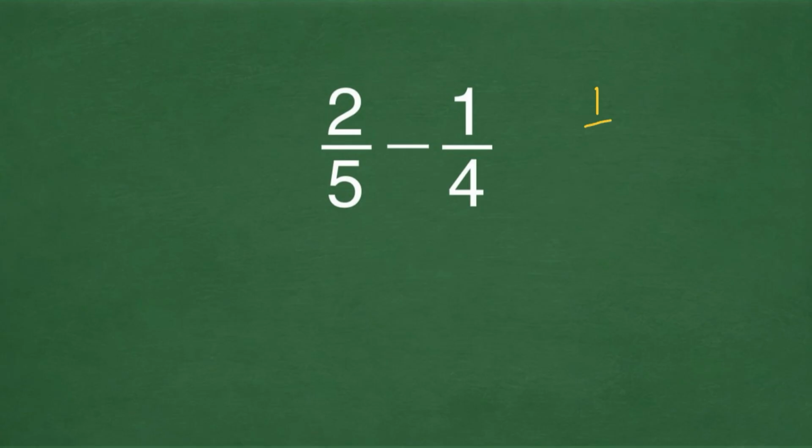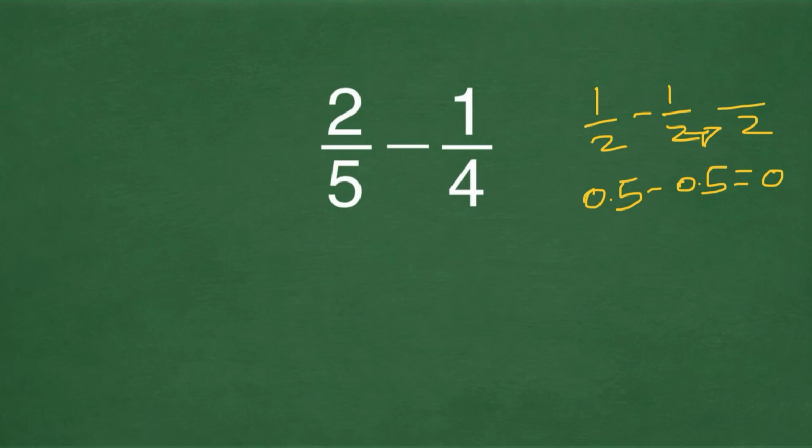If we have 1 over 2 minus 1 over 2, it basically means 0.5 minus 0.5, which equals 0, right? So here, what you are going to do is just keep the denominator, in this case, 2, and 1 minus 1 is 0. So 0 over 2 simply means 0. So that is what it means.